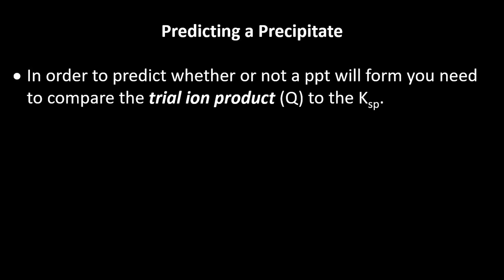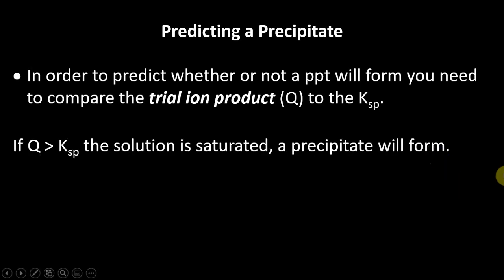If we know some concentrations of these solutions, then we can use what we call the trial ion product, Q, in order to compare it to the Ksp and therefore determine whether or not we're going to get a precipitate forming. The first scenario is where our trial ion product is greater than the Ksp. In that case we get a saturated solution and a precipitate will form at the bottom of the beaker.